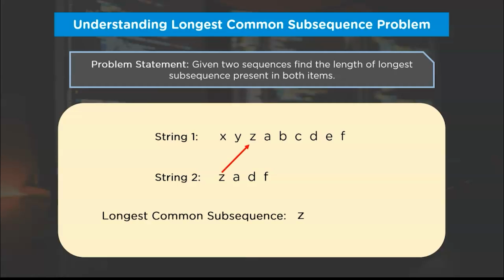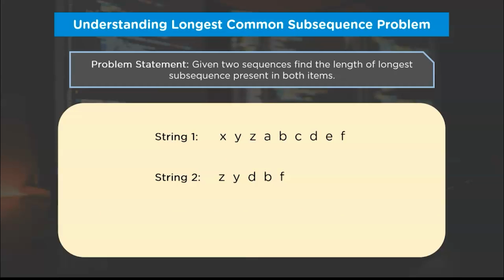So what we'll do is include Z in our longest common subsequence. The next character in our sequence is A, and we have A in string 1 as well. Hence, we'll include A in our longest common subsequence. The next character in string 2 is D, and we have found a match for D in string 1 as well. Hence, we'll include it in our longest common subsequence. The final character in string 2 is F, and we have found F in string 1 as well. Hence, we'll also include it in our longest common subsequence. Finally, the longest common subsequence for string 1 and string 2 will be ZADF.